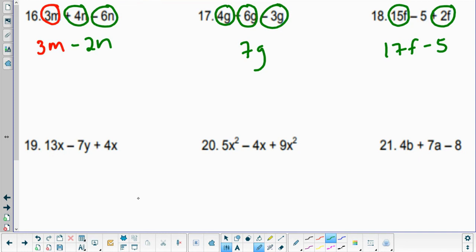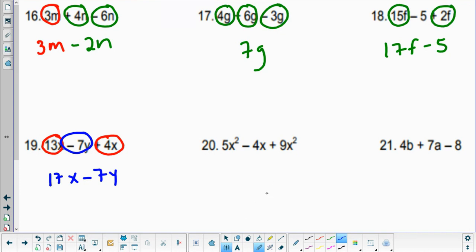All right, for 19, let's see what we have. We have 13x and a 4x. They're like terms, positive 4x. And then we have this negative 7y that is not a like term. So thinking alphabetical order, our x's have to go first. So 13x plus 4x is 17x. And then our minus 7y can just go at the end.